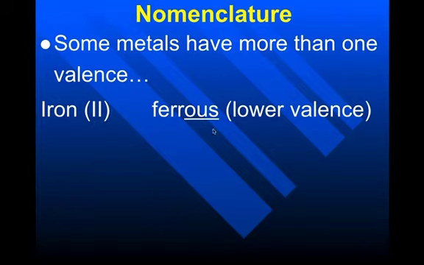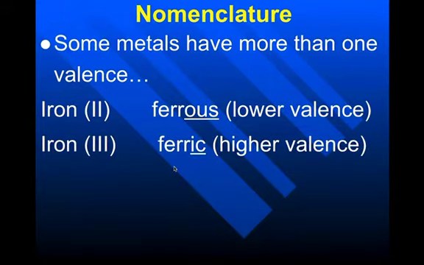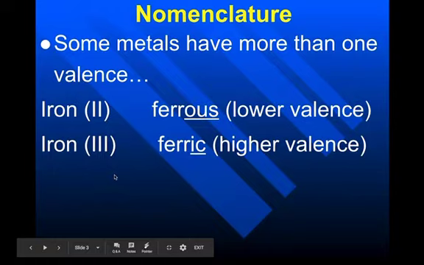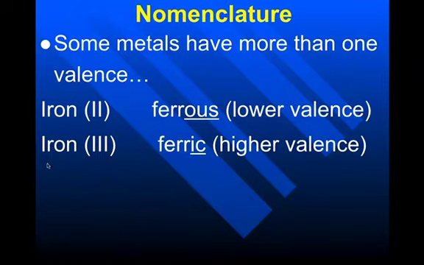Metals always have a positive valence. The Latin name for that is ferrous. And then there's iron 3 that has a +3 charge, loses 3 electrons. That is referred to as ferric. Either one is acceptable, and if you look on your valence sheet, both of these are listed in the second and third column there.